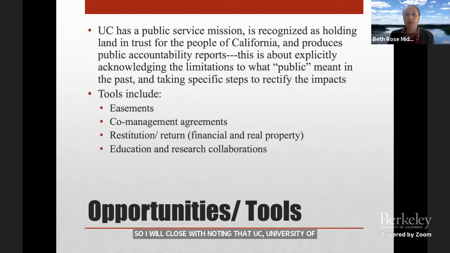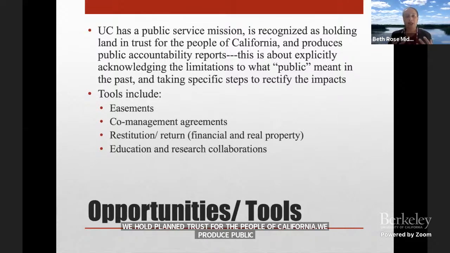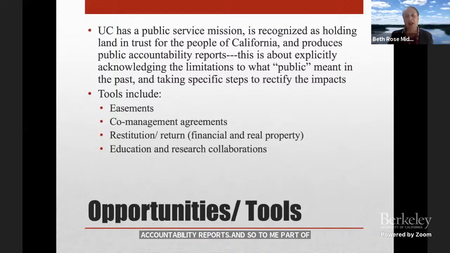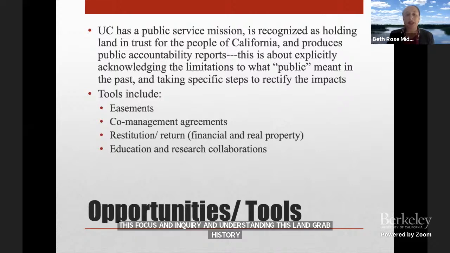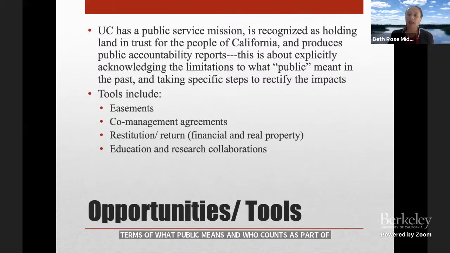We hold land in trust for the people of California. We produce public accountability reports. And so to me, part of this focus and inquiry and understanding this land grab history and acting on it is about explicitly acknowledging what limitations in the past have been placed in terms of what public means and who counts as part of the public, and taking specific steps to rectify the impacts of the establishment of UC and really build on our strengths to improve our work going forward.